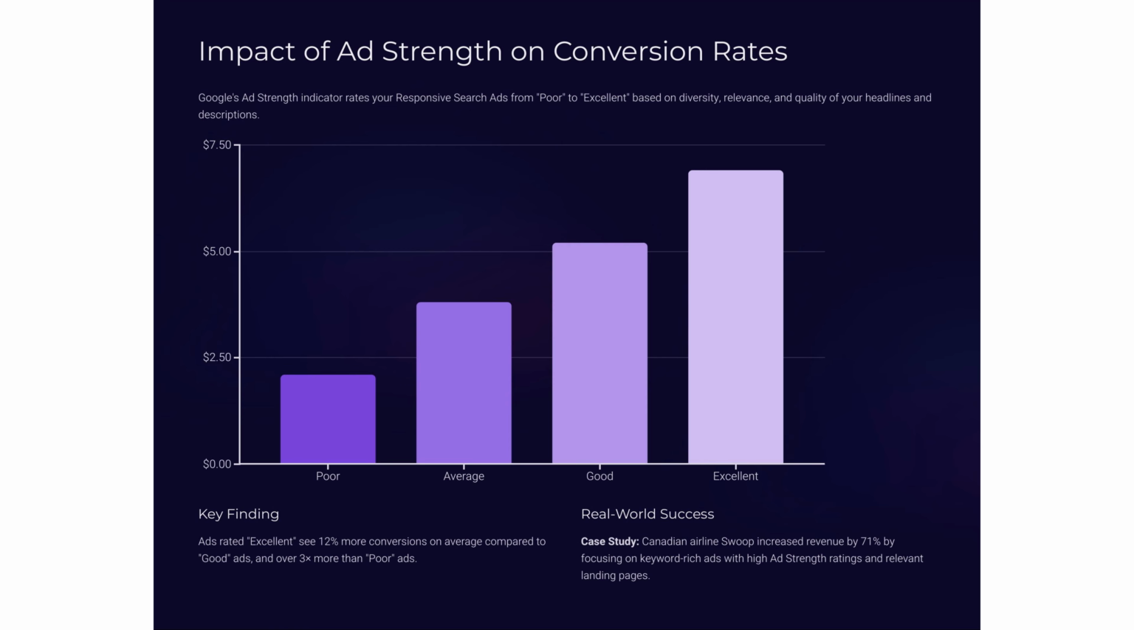Google's Ad Strength Indicator evaluates responsive search ads on diversity, relevance, and quality. Ads rated excellent achieve 12% more conversions than good ads, and over 3 times more than poor ads. Swoop, a Canadian airline, boosted revenue by 71% by optimizing keyword-rich ads with high ad strength ratings.